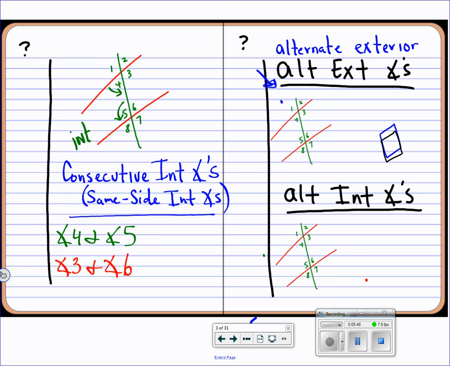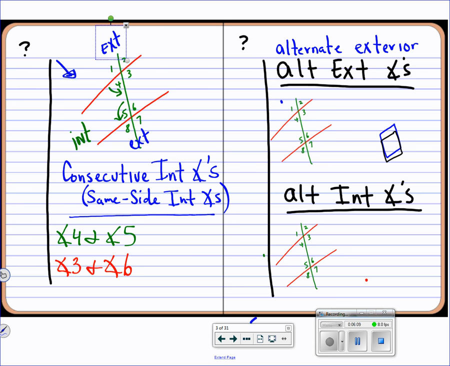Exterior, that's an easy one. Exterior angles are angles that are outside of the two lines being cut by the transversal, okay? So exterior angles would be like this set, 8 and 7, and 1 and 2. Now, we don't need to look at that special pair. 8 and 7 is already known as a linear pair, and the 1 and 2 here is a linear pair.